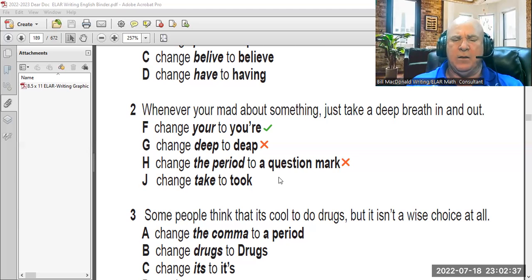Change take, right now, present tense, to took, past tense. Whenever you're mad about something, comma, just took a deep breath. I think we're talking about right now, so I would not change to past tense. So I would probably say that F is the correct one. So we will change your to you're.